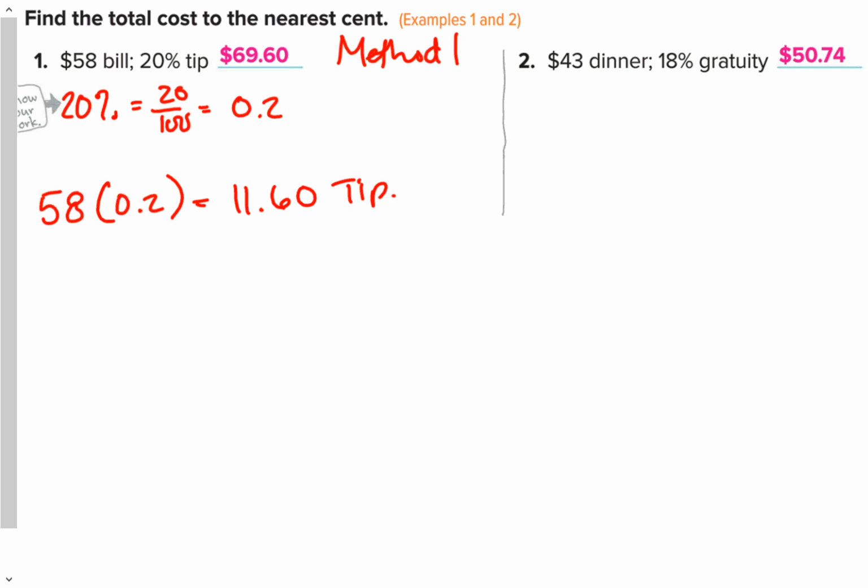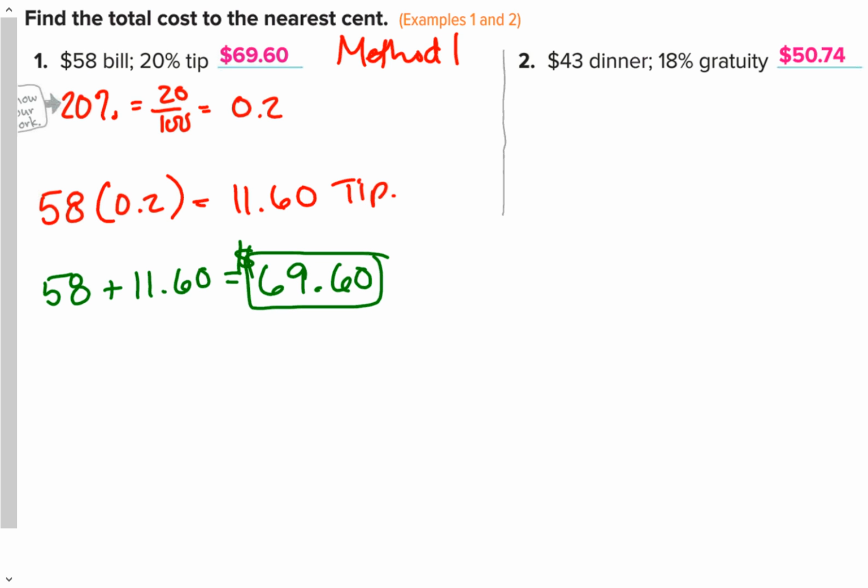Okay, now the last step you have to do is add. So we're going to do $58 plus $11.60. That's going to equal $69.60. All right, don't forget money is two decimal places. All right, I'm going to do method 2 for the next one.